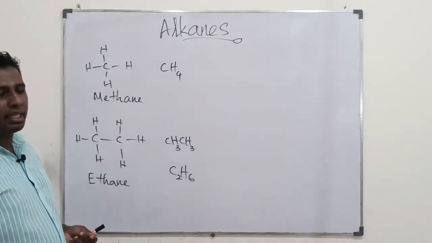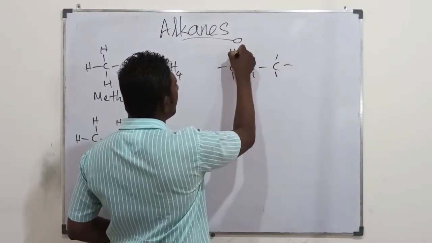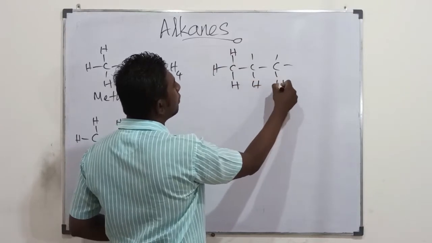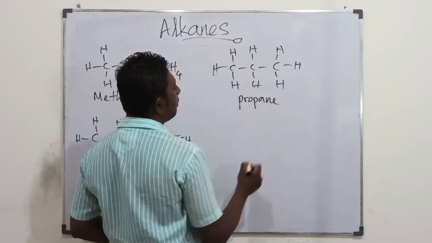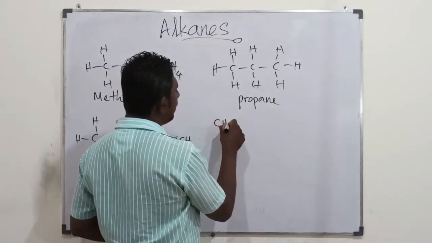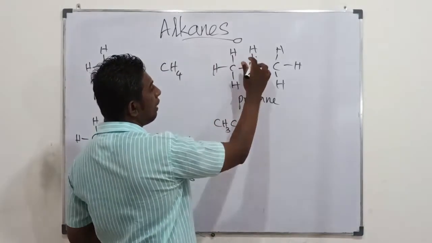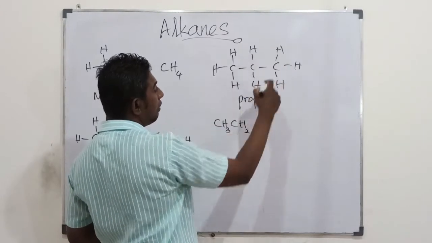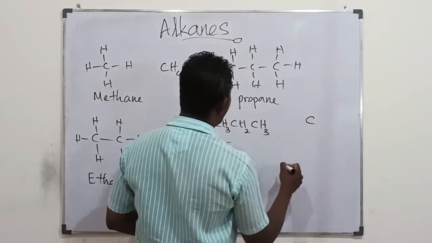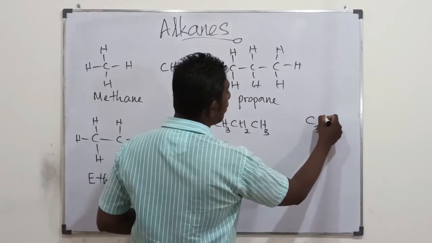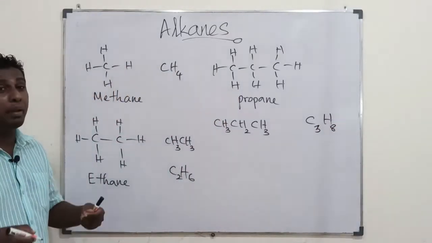Okay. Let's go to the third one. The third one with 3 carbons is propane. 3 in Latin is prop. So you could give it in the form of CH3, here you have 1 C and 3 H's. Then after that you have 1 C and 2 H's. Then again 1 C and 3 H's. Further you could give the molecular formula as altogether 3 carbons and 8 hydrogens. Then students, that is propane.